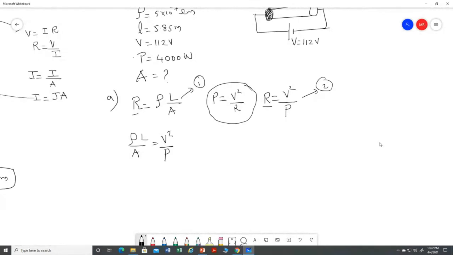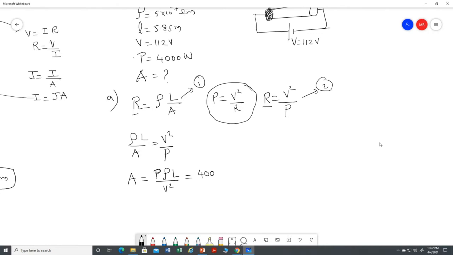So could you please rearrange this equation in terms of area? Therefore, area which is equal to P multiplied by rho multiplied by L divided by V square. Now you have all these terms here. Could you please substitute the value here? What is the power of the wire?